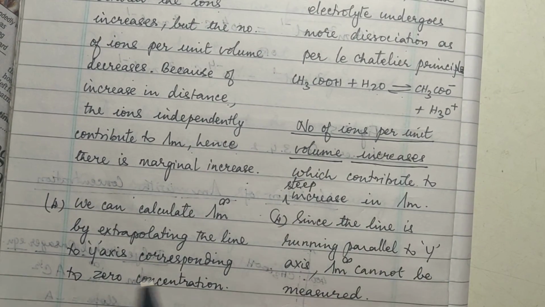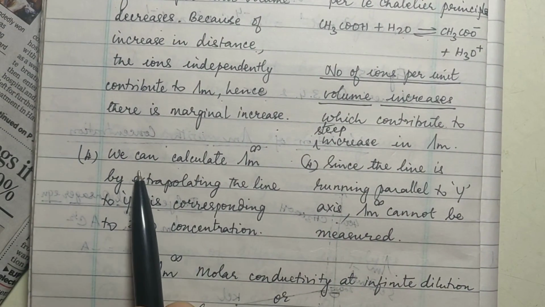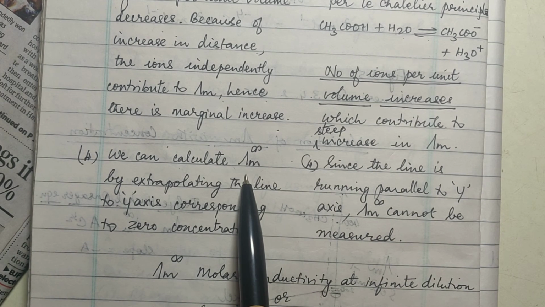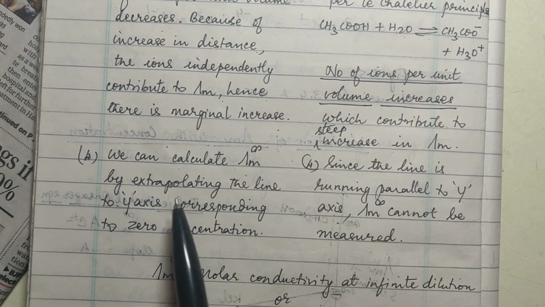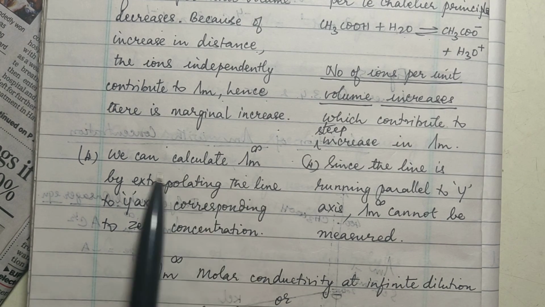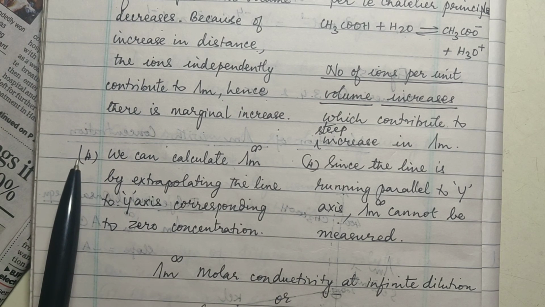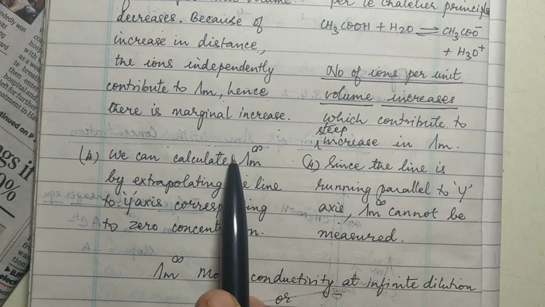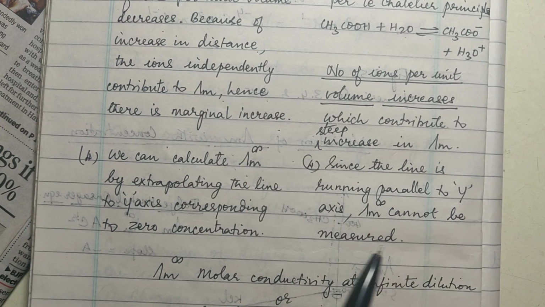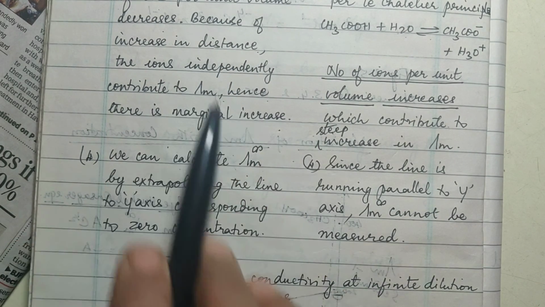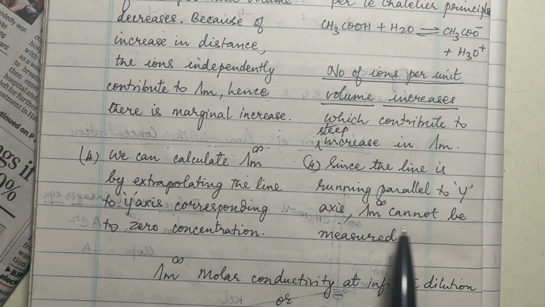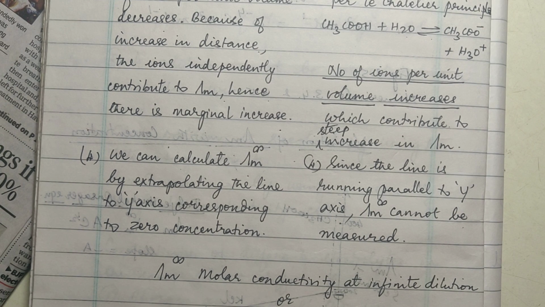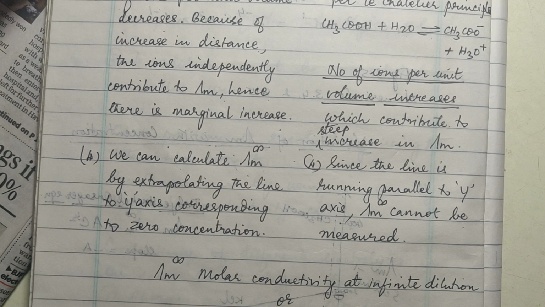Is that clear? Now in the case of a strong electrolyte, you can calculate molar conductivity at infinite dilution, that is molar conductivity at zero concentration, by extrapolating the line, because it was a straight line, it was linear. So you could extend it to cut the y-axis and you get the molar conductivity at infinite dilution. But since it was parabolic, moving in the form of a curve, you cannot measure molar conductivity at infinite dilution for a weak electrolyte. This is very important, and you have to understand it very clearly.